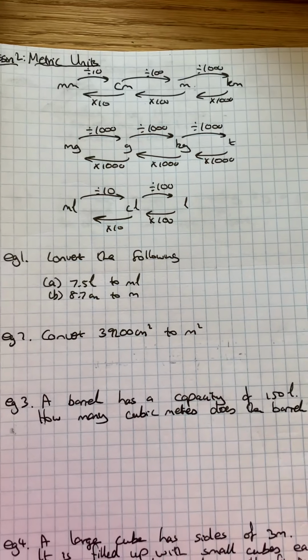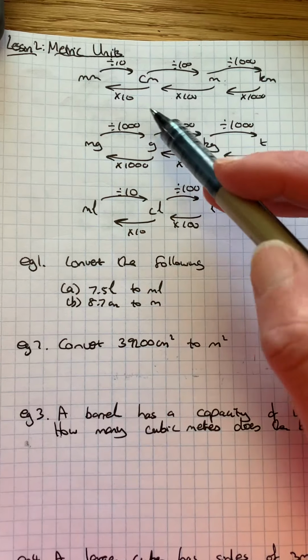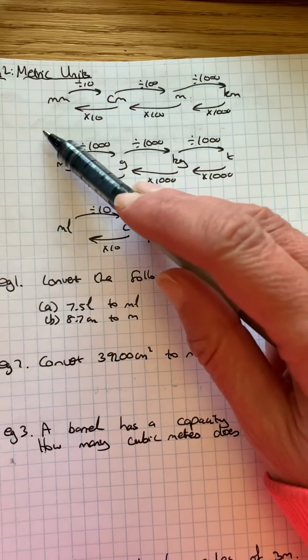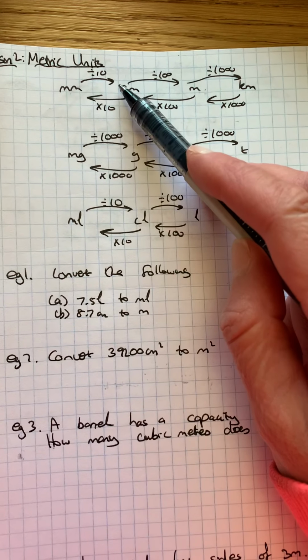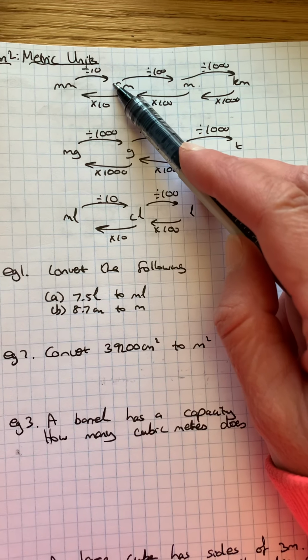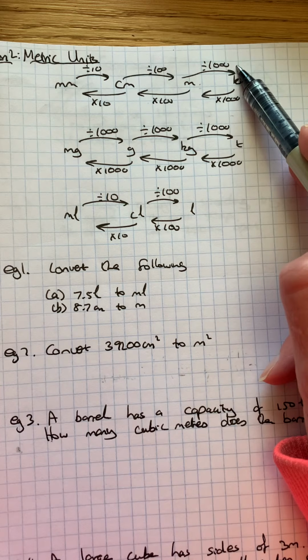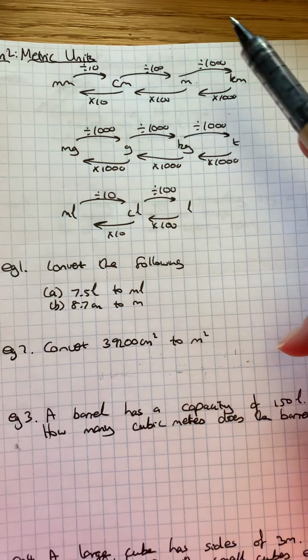Okay, going to have a look at this for the second lesson, the metric units. Millimetres, centimetres, metres, kilometres. Put them in order. Going up, the numbers get smaller as the units get bigger. Divide by 10, divide by 100, divide by 1,000, and going back, multiply them.